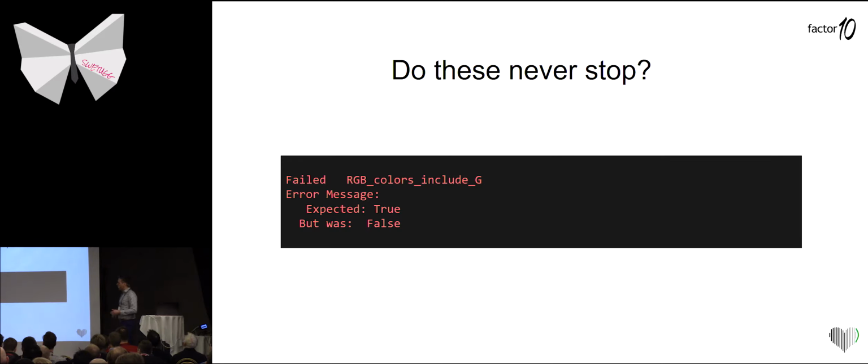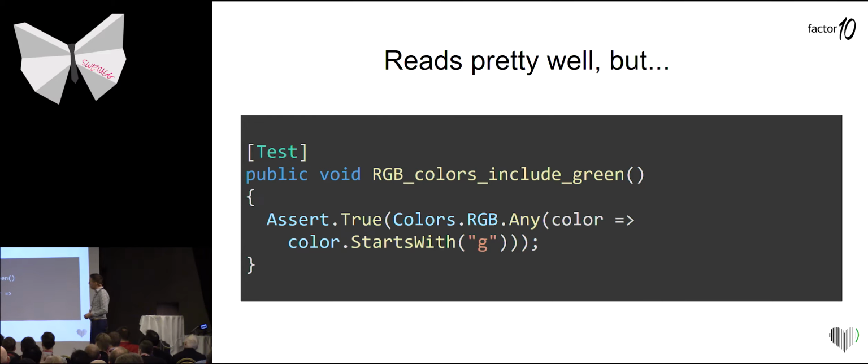Apparently the failures never stop, right? Our next failure on the build server is this. RGB colors include G, which makes sense, you know. And again, the same bad error message. Let's look at this. We have another assert true. We all know that is not good by now. But other than that, the test reads quite well. We say assert true that any color in colors should be a color that starts with G, right? Any color should start with G.